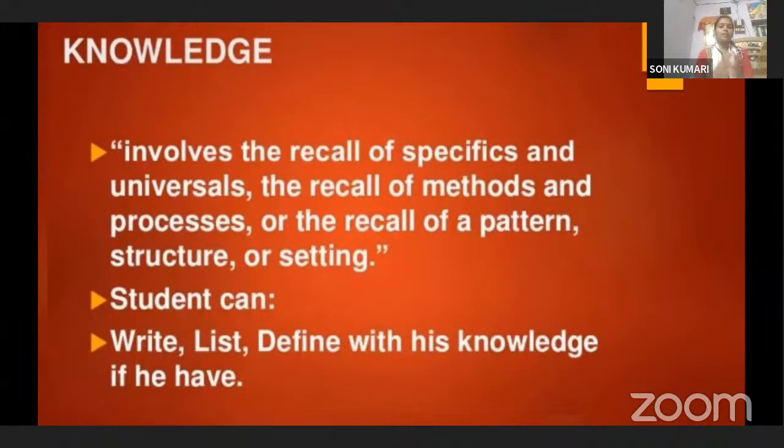If we are given any types of list, like living things or non-living things, and we ask to characterize the living things and non-living things, if they have knowledge about that, then they can characterize between living and non-living things. If they don't have it, they can't do this.